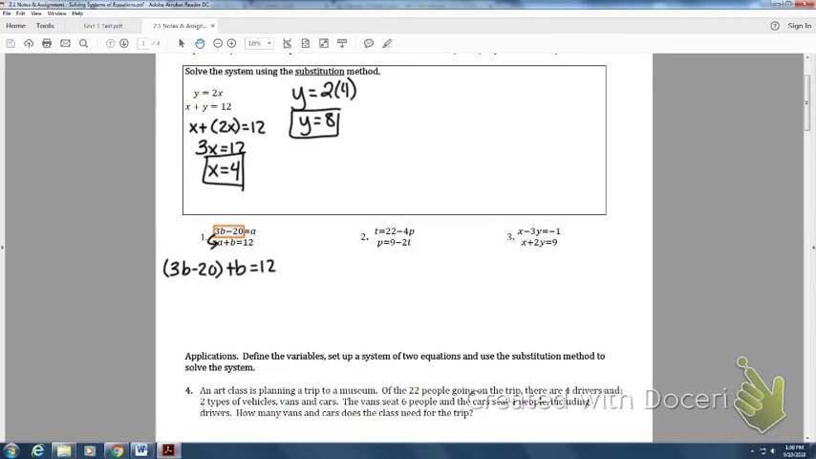Are the parentheses affecting this problem? No. So I just combine my like terms. Combine 3b and b. Okay. And then, Mr. Kreitz, what do I need to do next to solve for b? Add 20 to both sides. And then do what, Connor? Divide by 4.